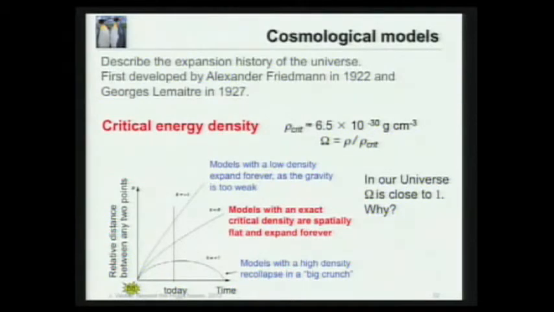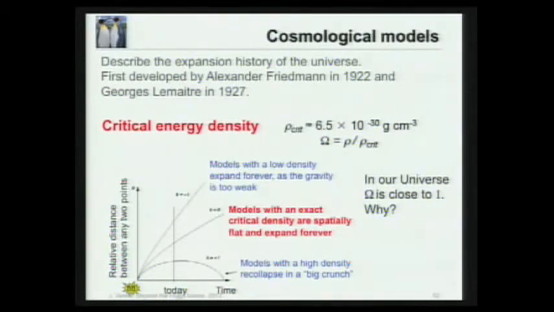Now, cosmological models were introduced a long time ago, started with Friedman in 22 and then Lemaître in 27. There is here a concept in this evolution of the universe that is the critical energy density. If the density of the universe is above this density, then it is expanding and then will recollapse. So the energy density is sufficient so that at some point after the expansion, gravity brings everything together. Or if it is lower than the critical value, it will expand forever.